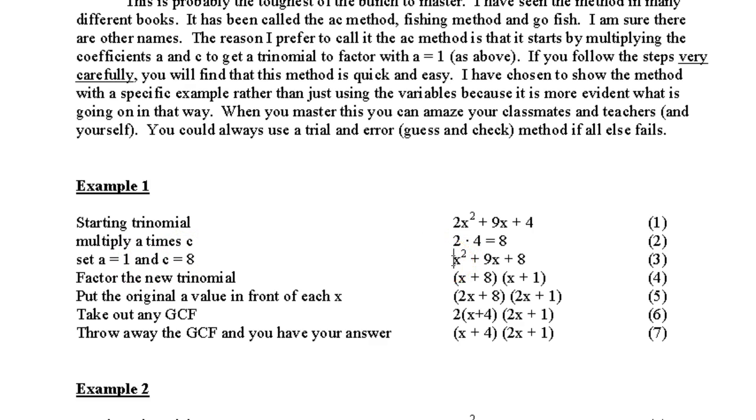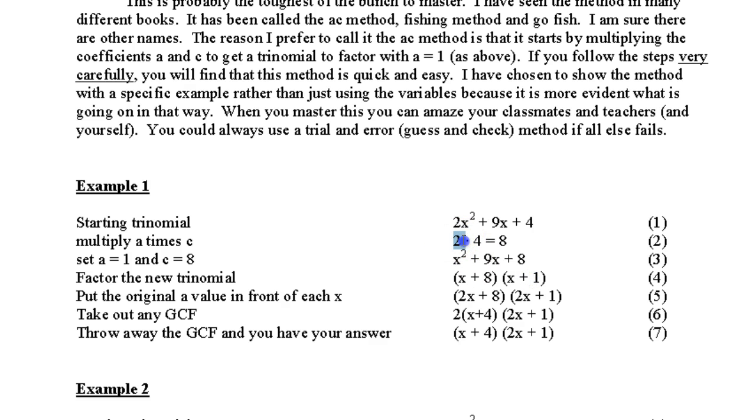So we're going to reset the problem. We're going to get rid of the 2 and just put a 1. We're going to keep the 9x, and we're going to put the 8 here instead of a 4. Okay, now we factor this part, and we get x plus 8 times x plus 1.